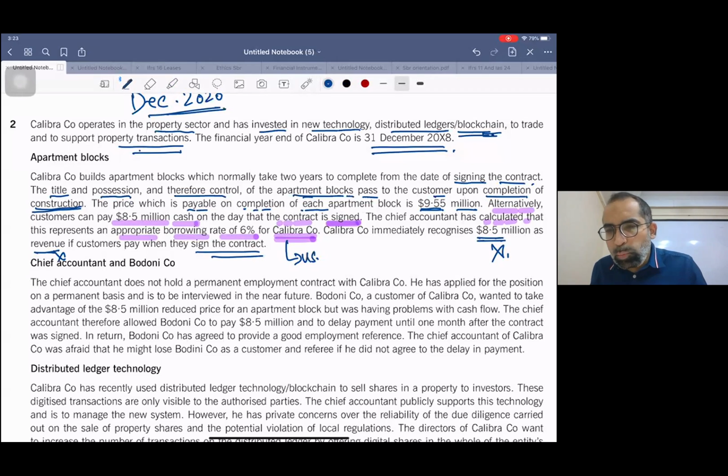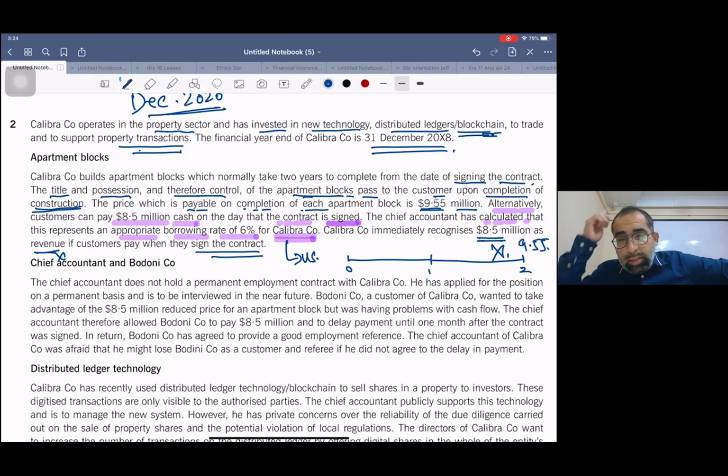Okay. Now, one basic evidence I'm giving you. All of you, just think like that. This is year zero. This is year one. This is year two. Year 0, year 1, and year 2. Now at the end of year 2 we are paying 9.55 million, right? As a customer, customers are paying 9.55.